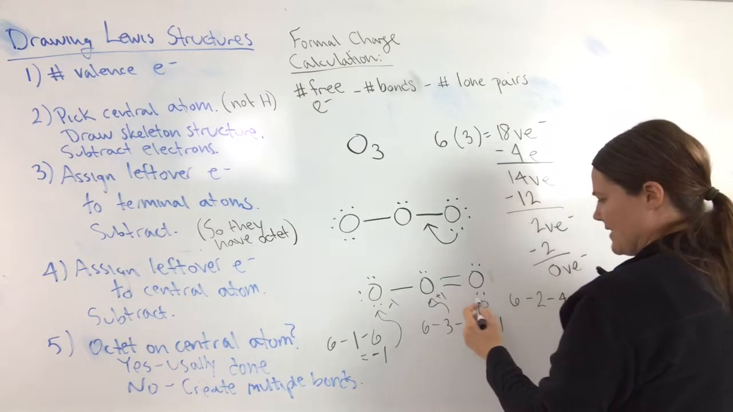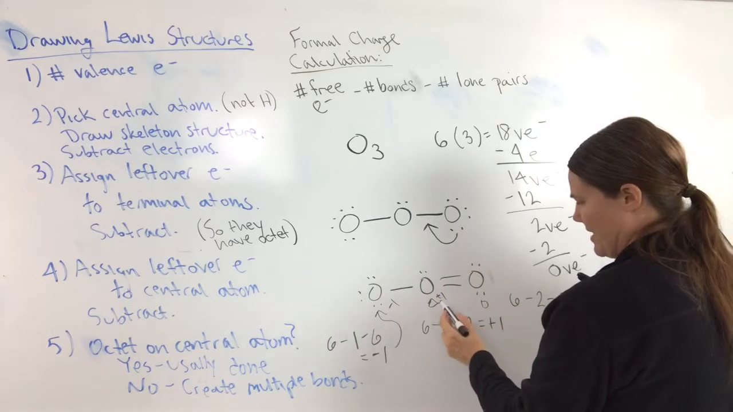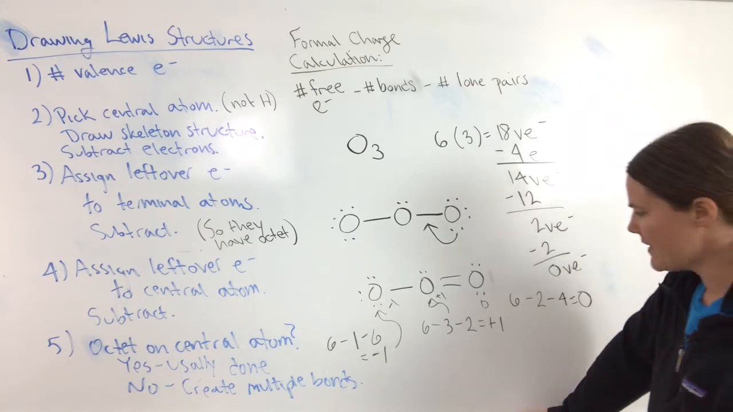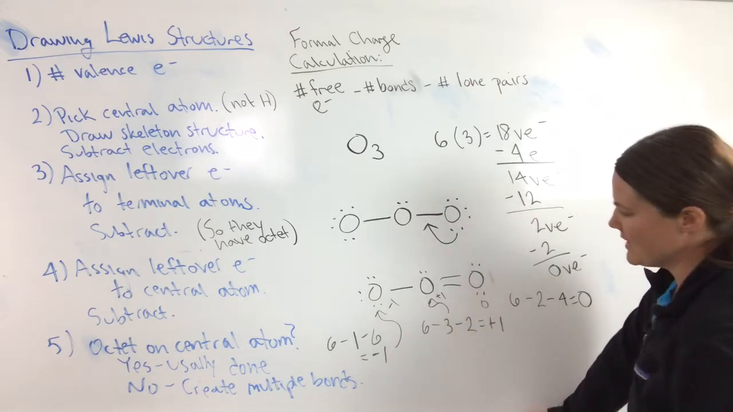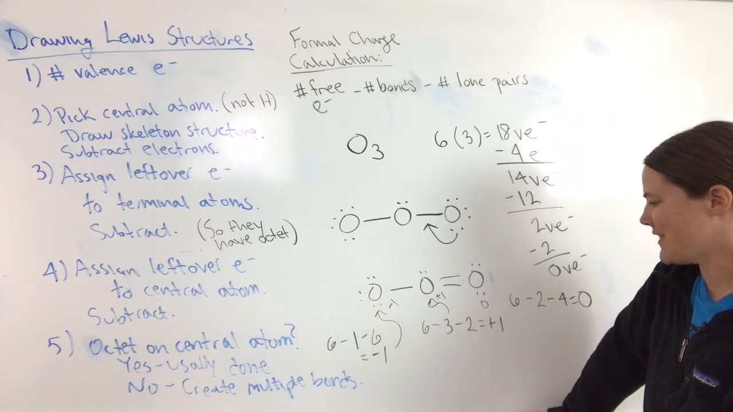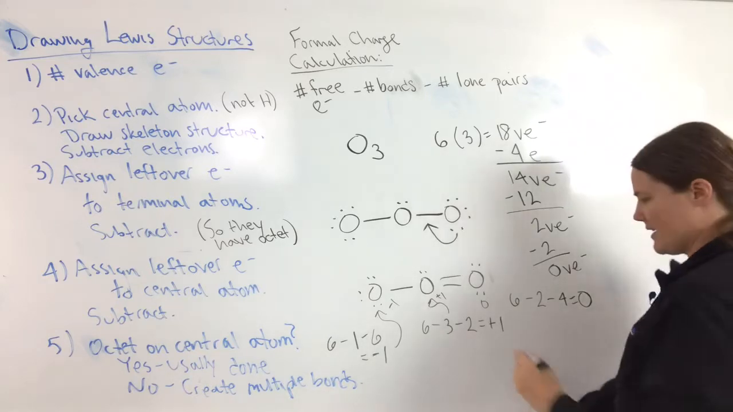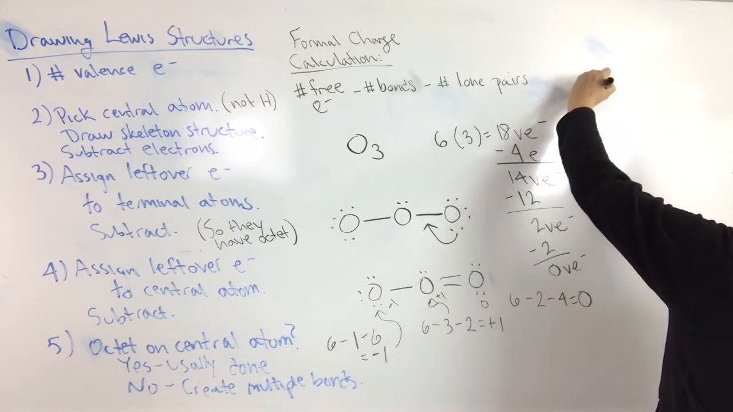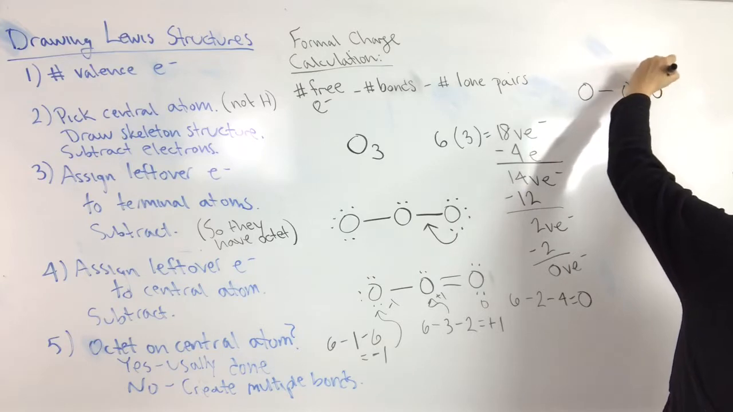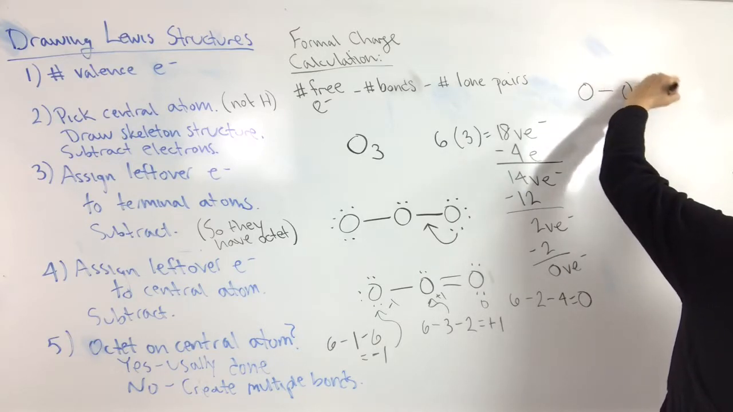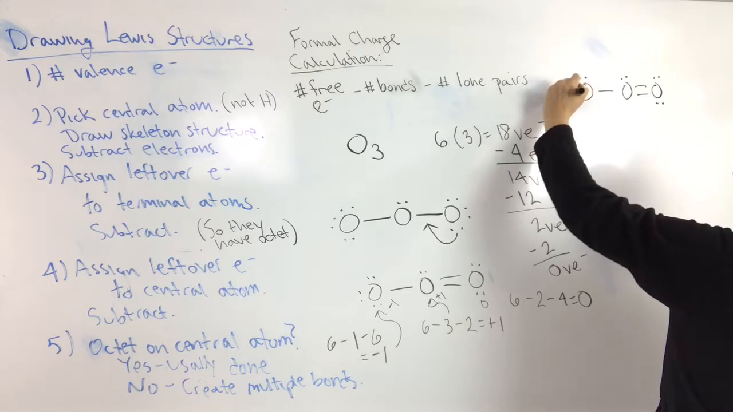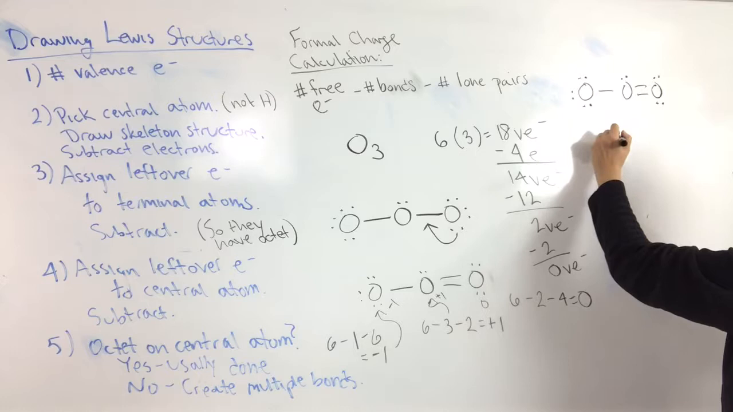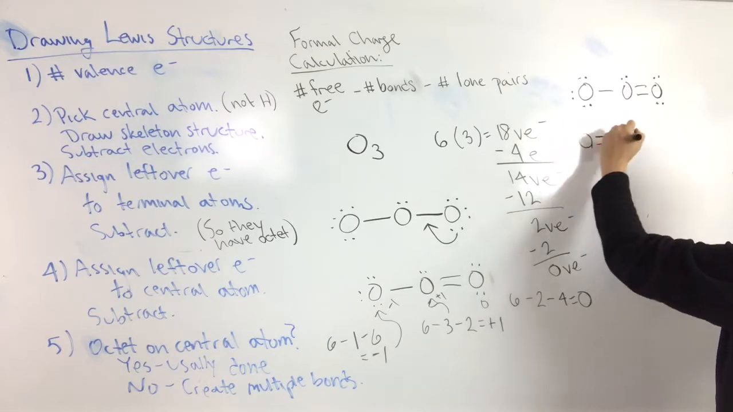It turns out that this is the correct structure. We have a minus 1 and a plus 1, but this is the lowest formal charge that we can get. So one question with this though is, so I'm going to redraw this structure up here. So I have this structure. What's preventing this from forming this structure?